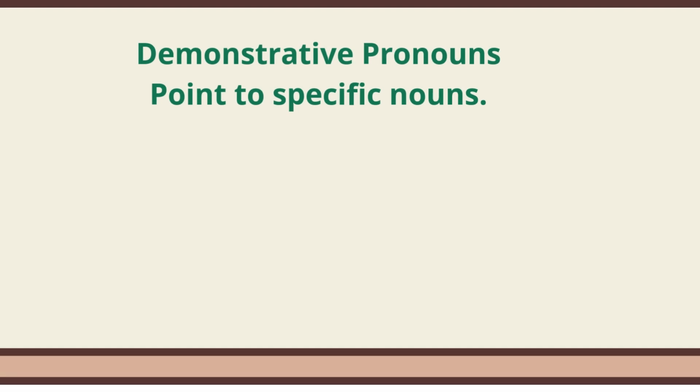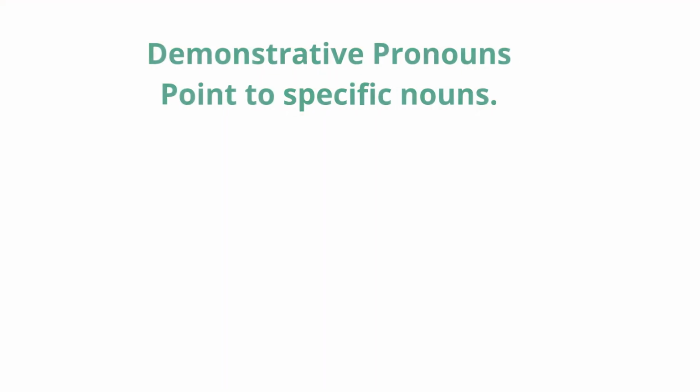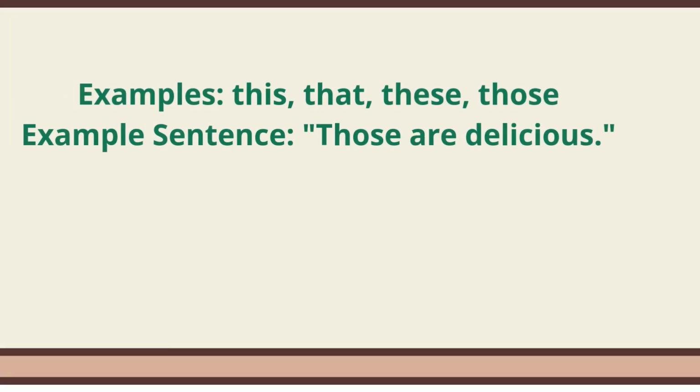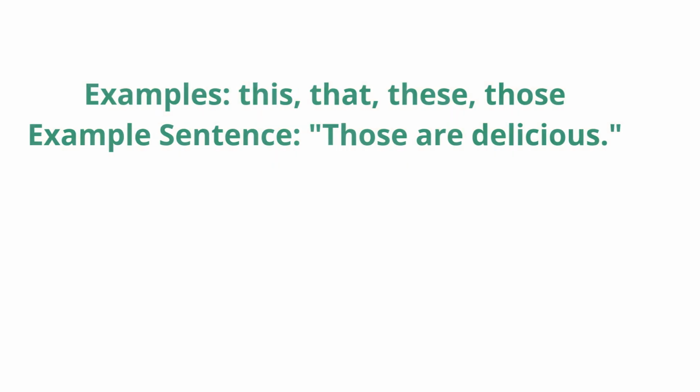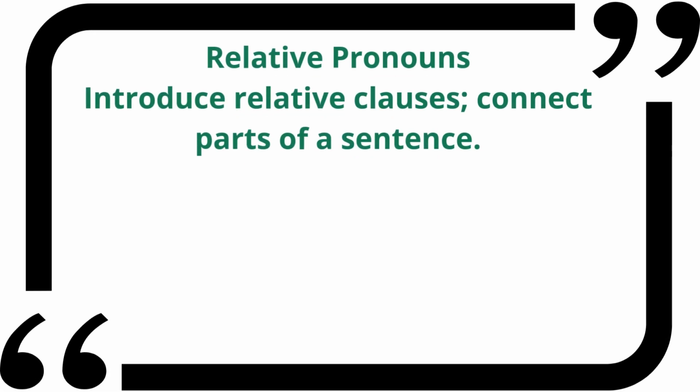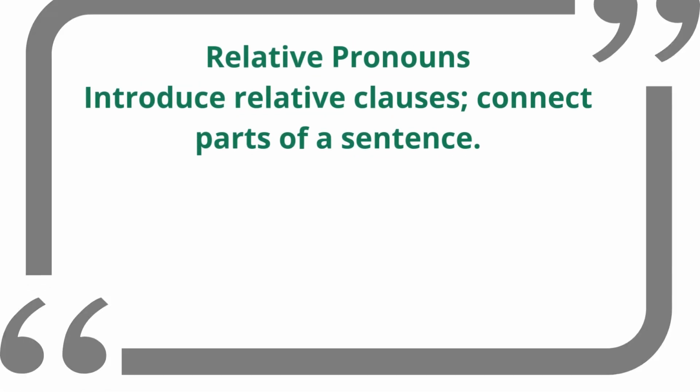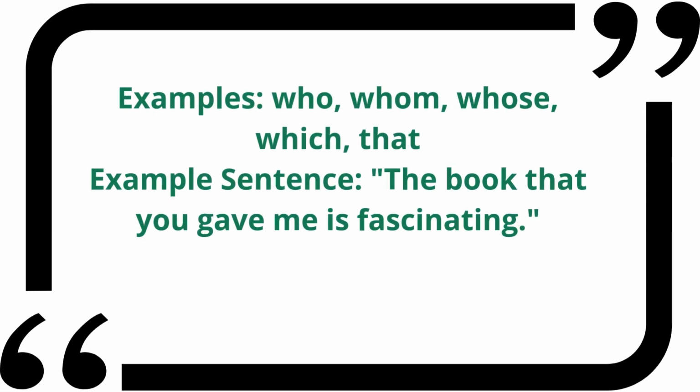Demonstrative pronouns point to specific nouns. Examples: this, that, these, those. Example sentence: those are delicious. Relative pronouns introduce relative clauses and connect parts of a sentence. Examples: who, whom, whose, which, that. Example sentence: the book that you gave me is fascinating.